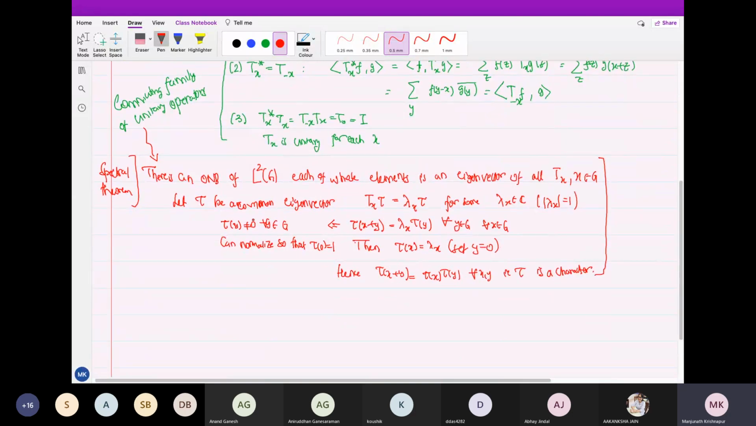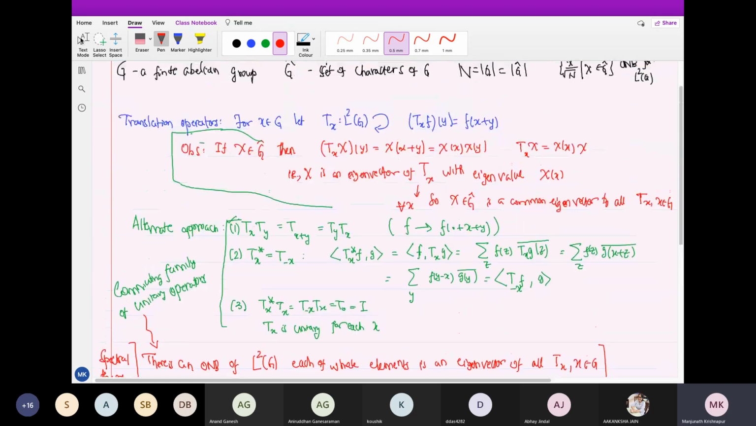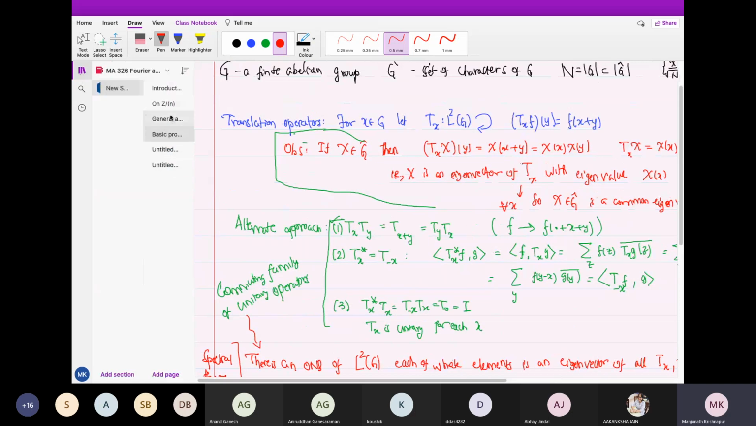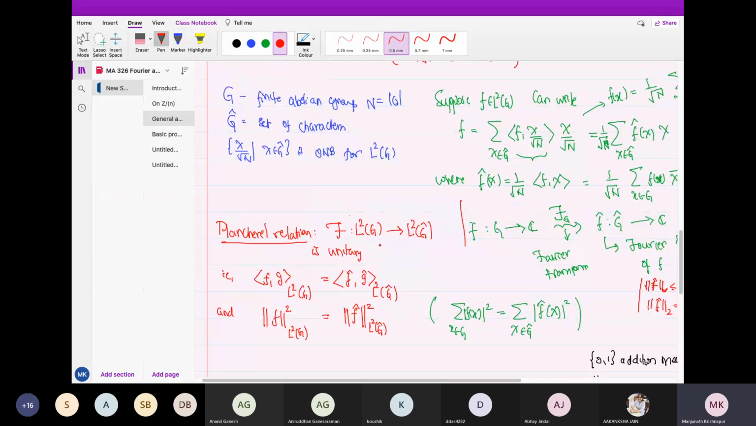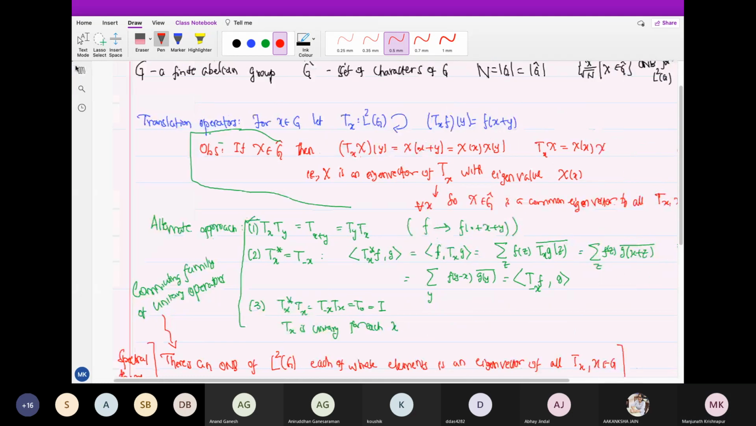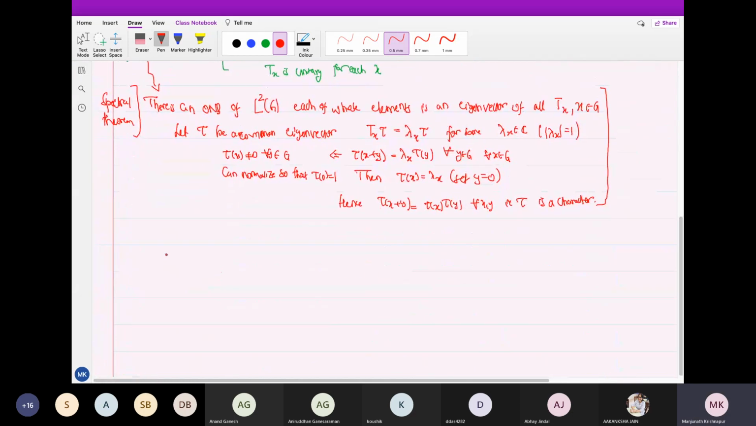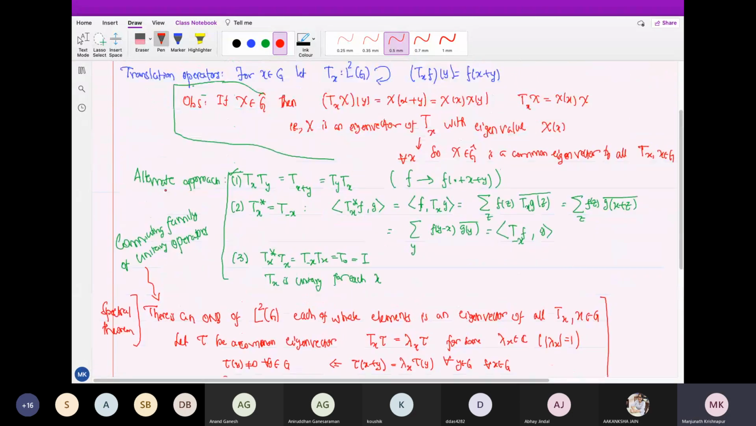Okay, so we now have this full basis of eigenvectors. We want to study the basic properties of this Fourier transform. Last time I said one thing, namely the Plancherel theorem: the Fourier transform is a unitary operator from L2 of G to L2 of G hat. This is one of the basic properties, but I want to see more.